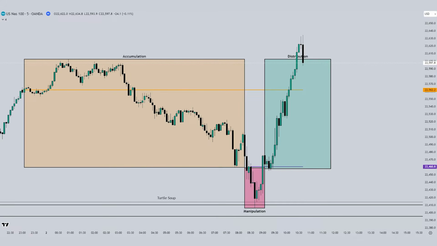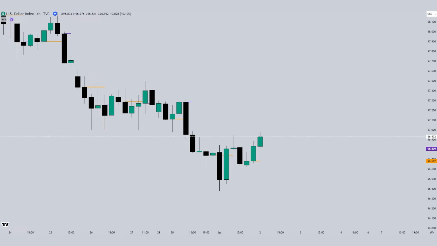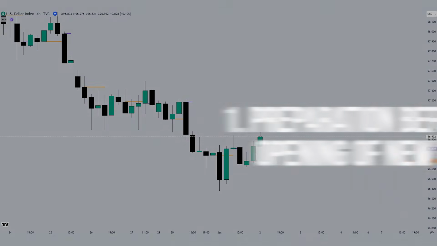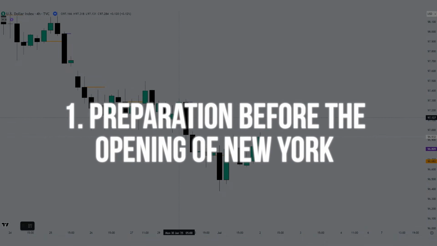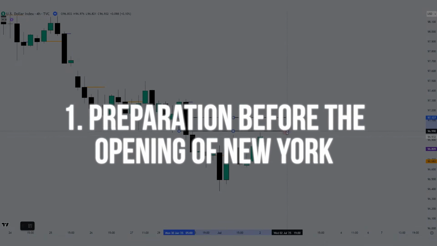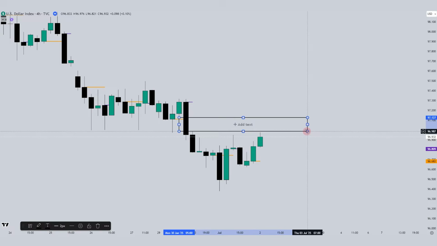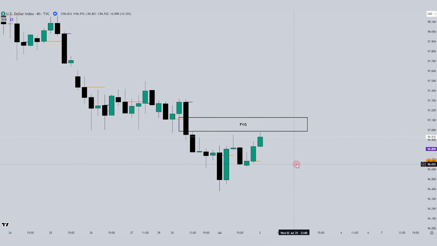To reinforce everything, I will show you another example, a more classic Turtle Soup setup, where liquidity is formed within the day. This time we will analyze the DXY chart. 1. Preparation before the New York open. First, the higher time frame. I open H4 and see the zone of interest at the top, a fair value gap. I immediately mark it as a potential area for liquidity withdrawal.